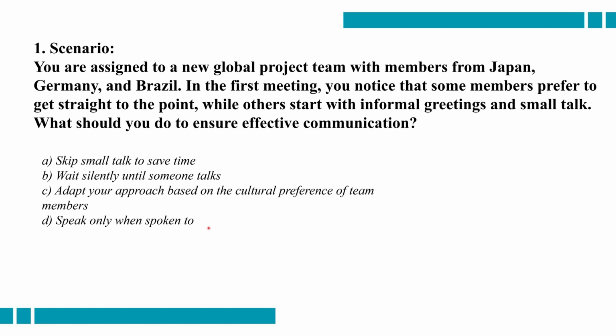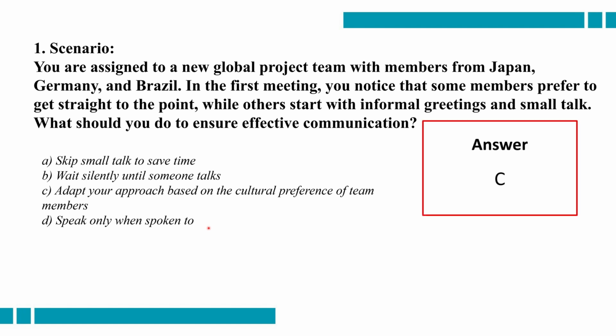So, here in exams like articulation or in real interviews, this type of question checks your intercultural communication skill. So the correct option here is C: adapt your approach based on the cultural preferences of team members. Why? Because when you work in a global team, people come from different cultural backgrounds. Some, like Germans, prefer direct communication and getting straight to the point. Others, like Brazilian or Japanese colleagues, may expect a little small talk first to build rapport.